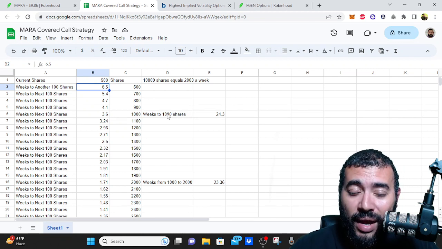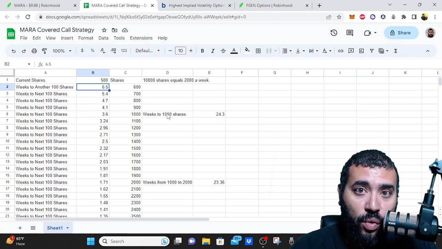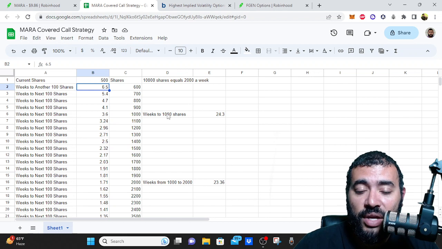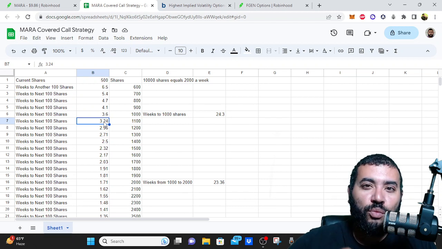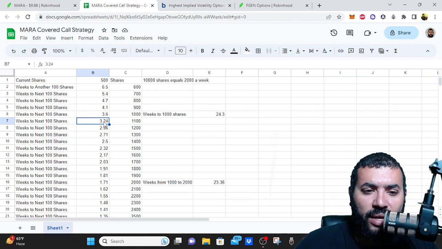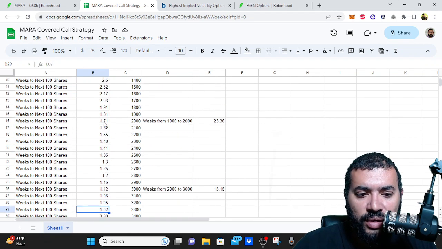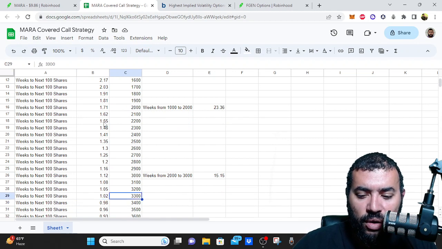Add the fact that I am buying an additional $200 to $300 worth of this stock every week. It greatly reduces the time that it takes me to get to 1,000 shares. So I'm at 1,000 shares. You can see this, it continues to go down as I'm rolling the premium back into this. 3.24 weeks, 2.96 weeks, 2.71, until eventually, at around 3,300 or 3,400 shares.